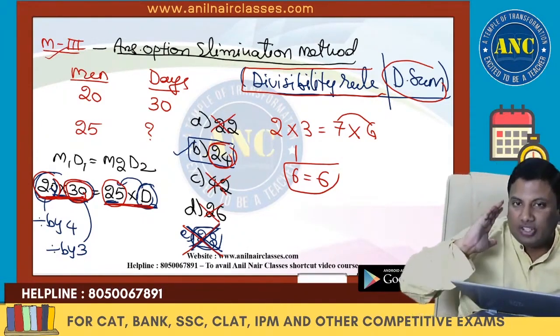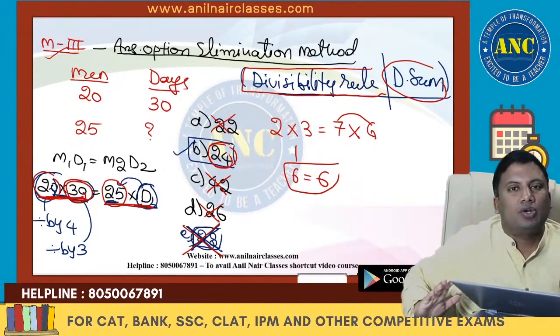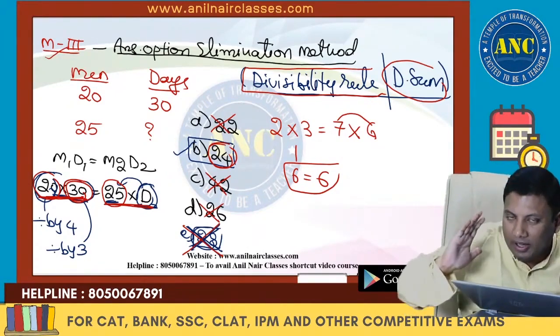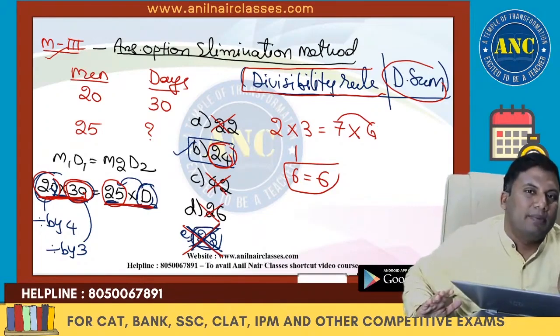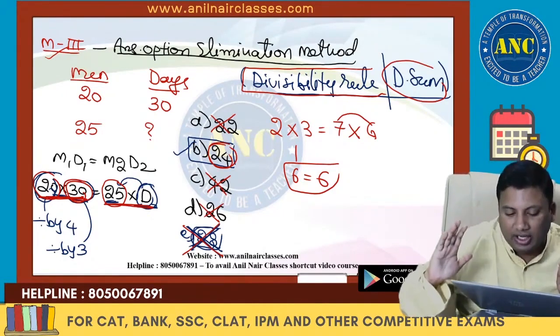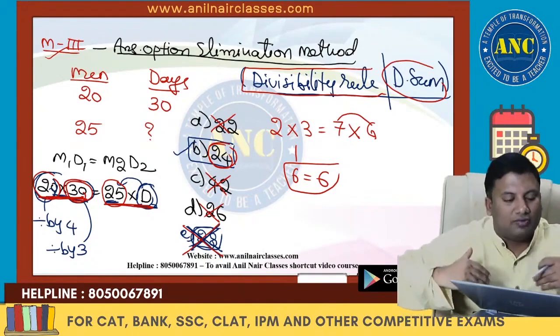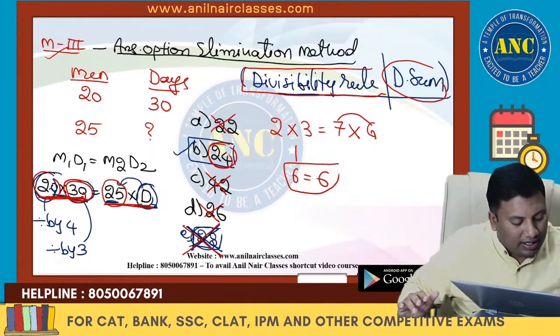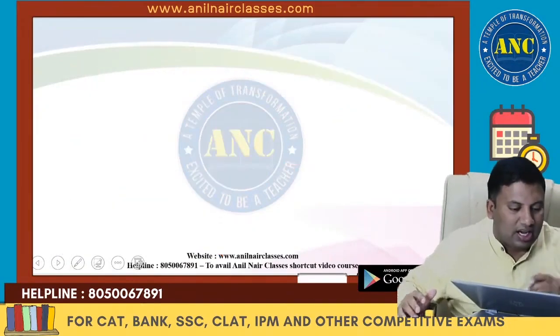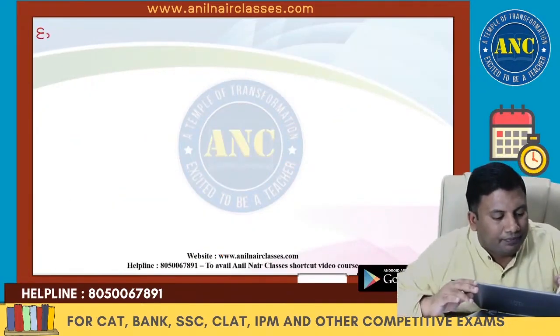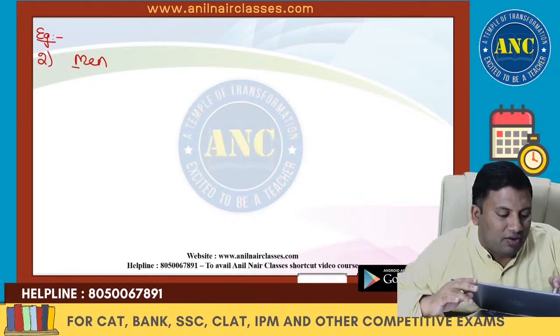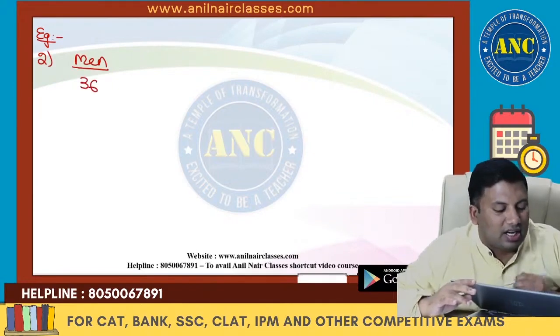Method 1, straightforward, men into days equivalent to work method. Method 2, A increases, B decreases method. Method 3, answer option approach. Once we solve more and more problems, you will get an idea when to use which concept. One more example, so that you will have a very good idea of using these concepts.